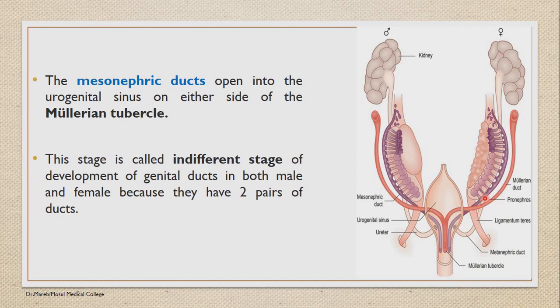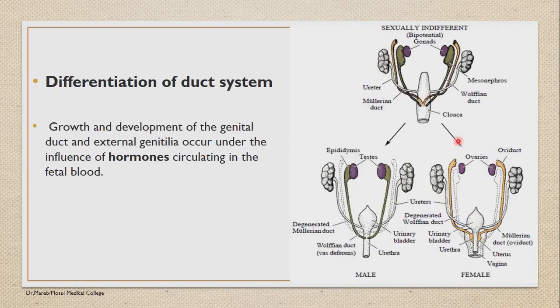So this stage is called the indifferent stage of the development of the genital duct, because in male and female you can see both the Mullerian and the Wolffian ducts in the embryo. Now, differentiation of the duct system. We say that there are the mesonephros and paramesonephros, the Wolffian duct and the Mullerian duct. These two ducts open into the urogenital sinus.